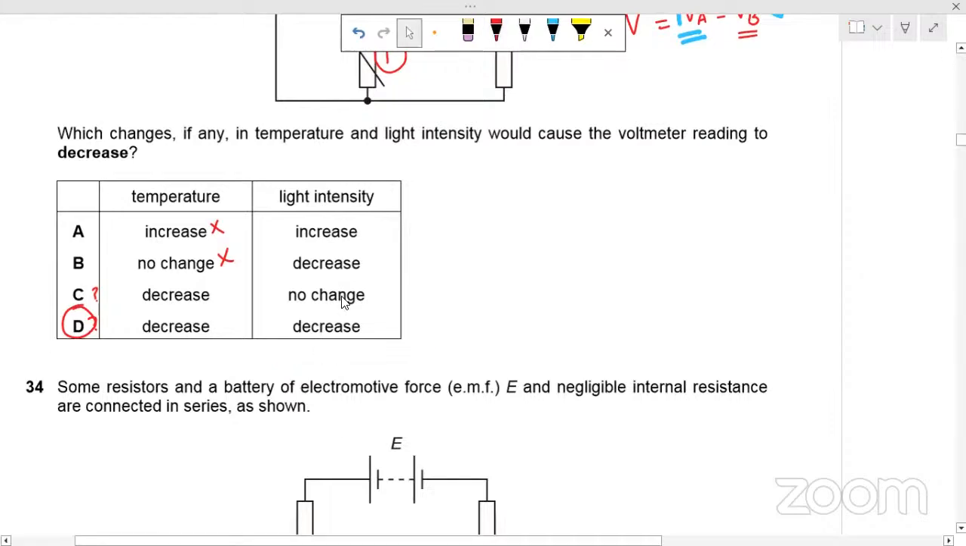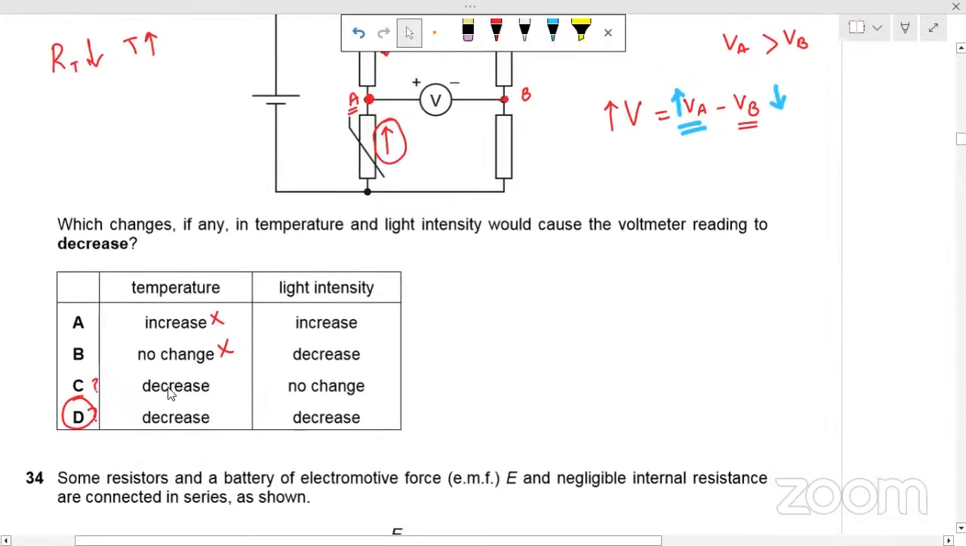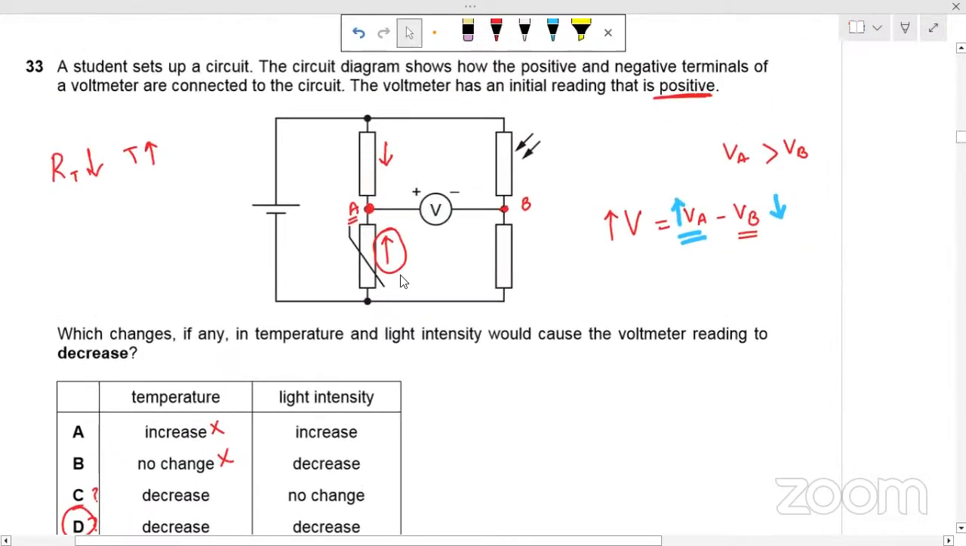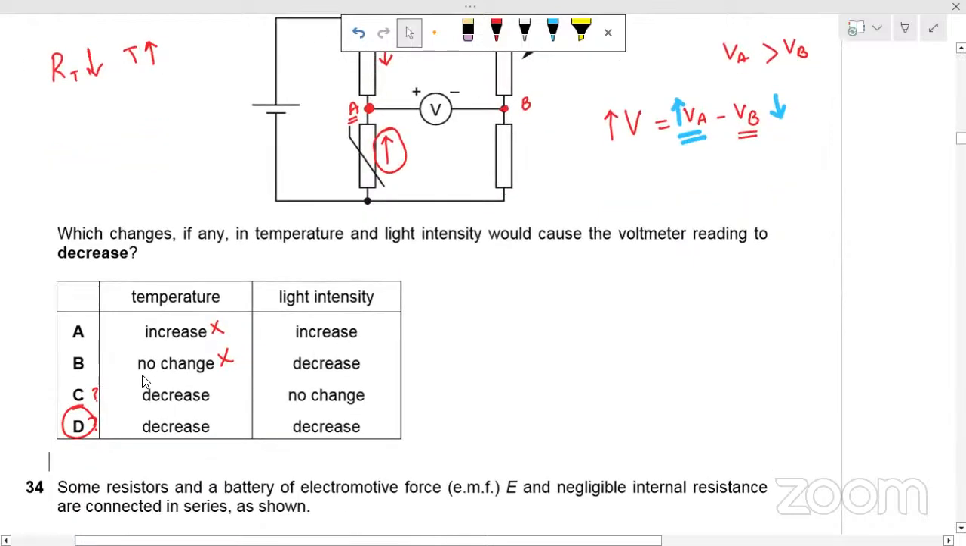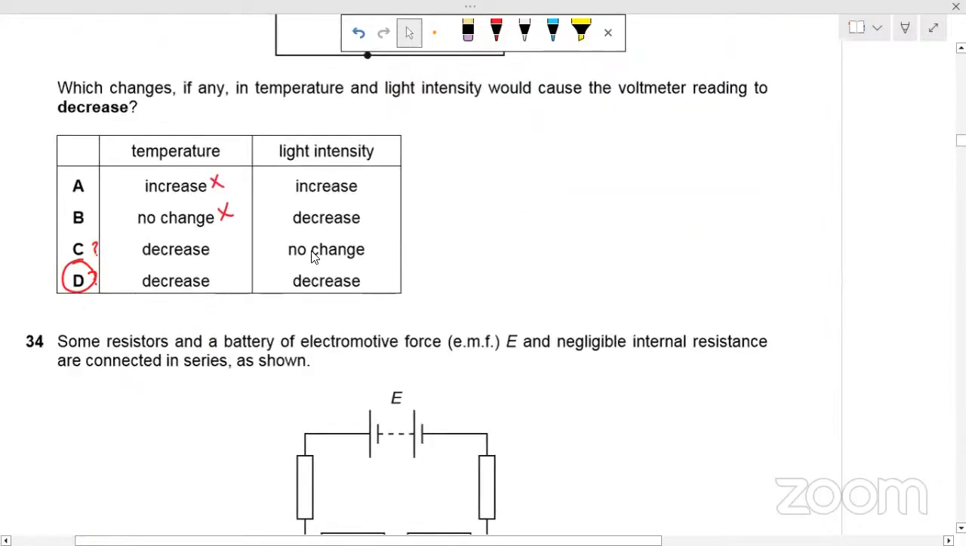Even if you don't have any idea about this resistor, the temperature should be decreased. So you have eliminated these two choices and you have to pick one out of these two. You can see the light will have effect on this resistor. As a result, it will affect this voltage as well. So the no change option will be eliminated. That's why both should be decreased.